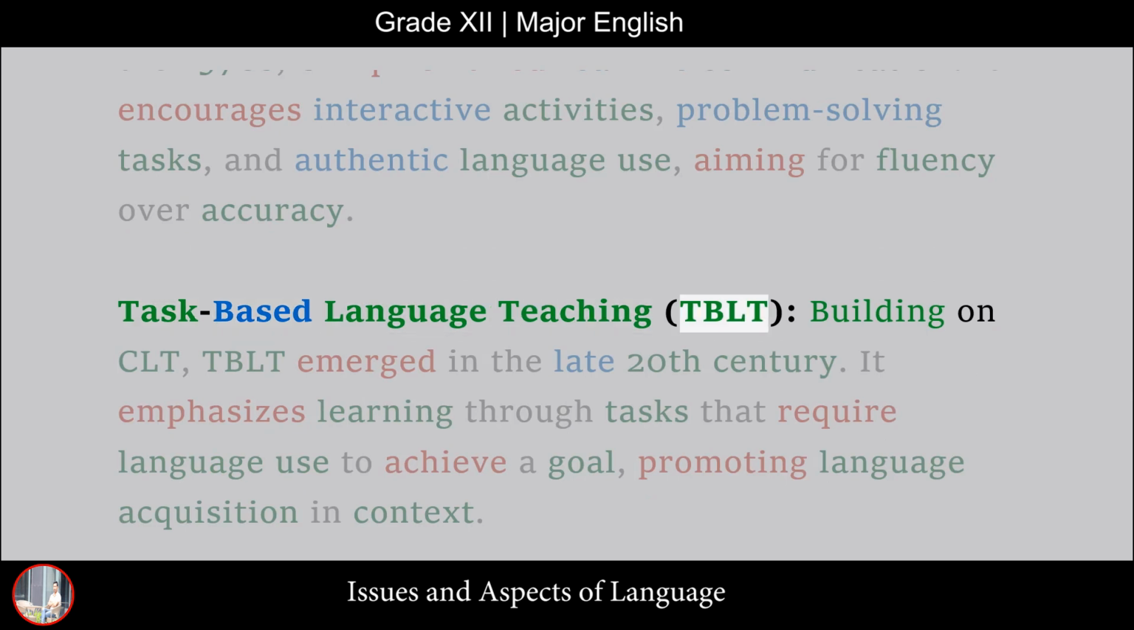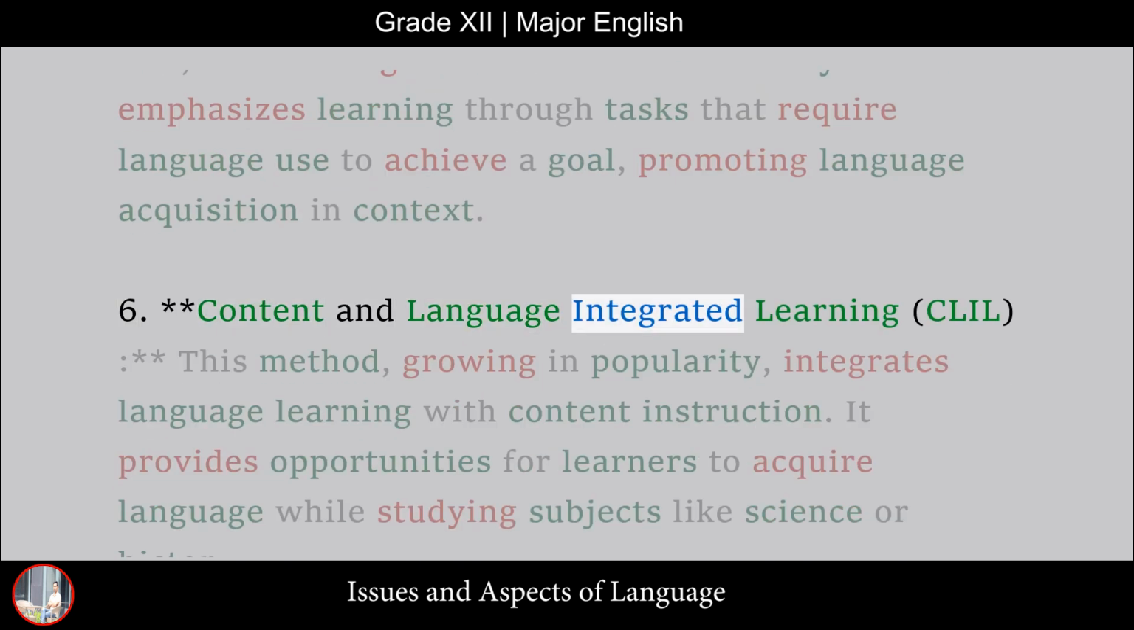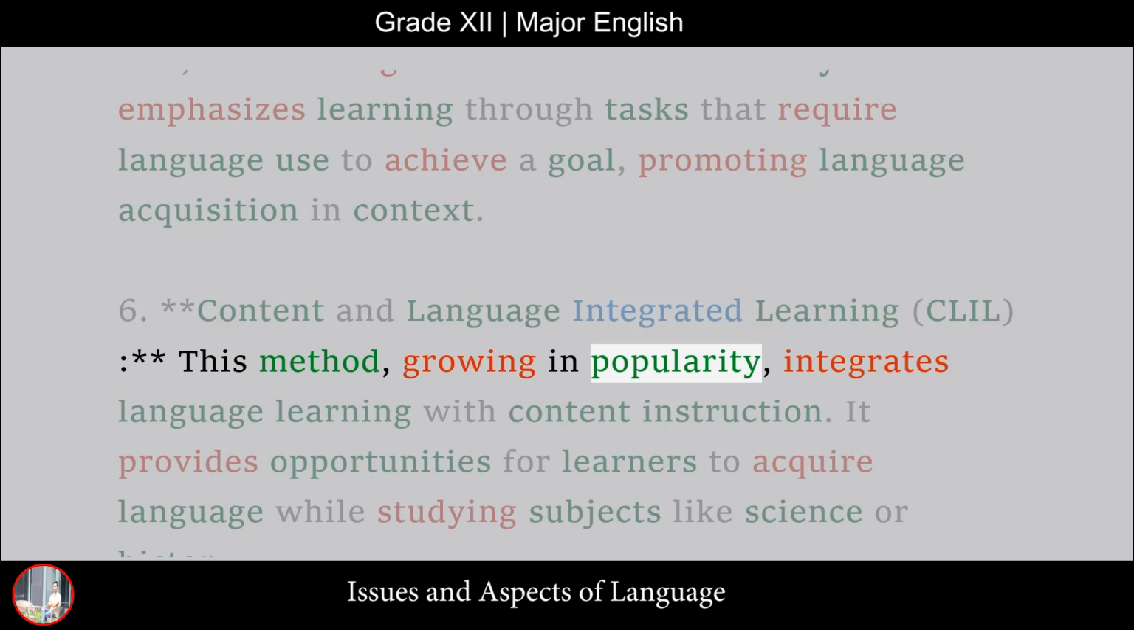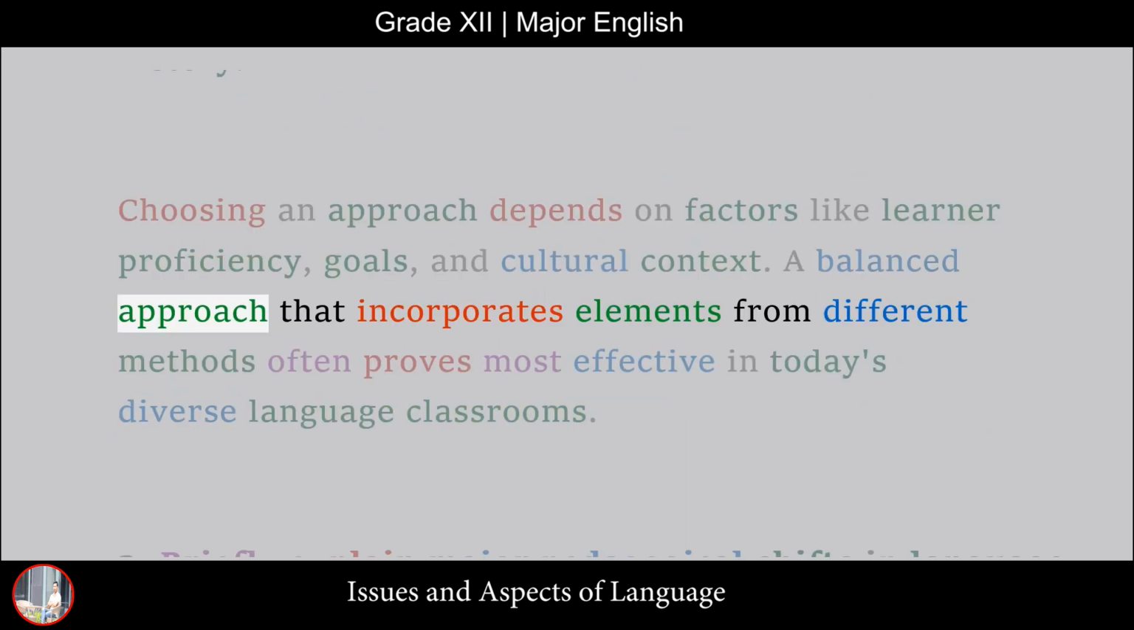Task-based language teaching, TBLT, building on CLT, emerged in the late 20th century. It emphasizes learning through tasks that require language used to achieve a goal, promoting language acquisition in context. 6. Content and language integrated learning, CLIL. This method, growing in popularity, integrates language learning with content instruction. It provides opportunities for learners to acquire language while studying subjects like science or history. Choosing an approach depends on factors like learner proficiency, goals, and cultural context. A balanced approach that incorporates elements from different methods often proves most effective in today's diverse language classrooms.